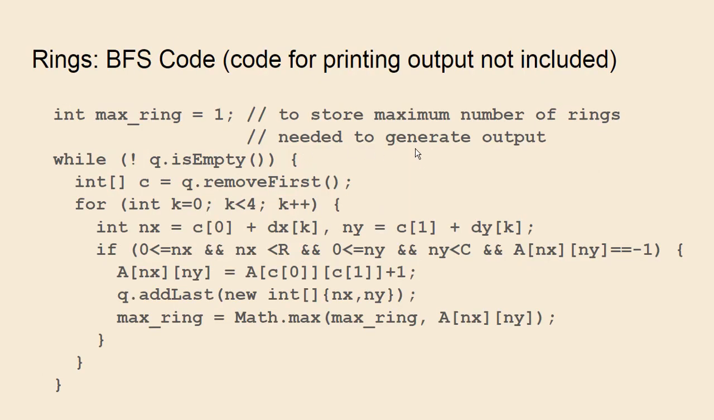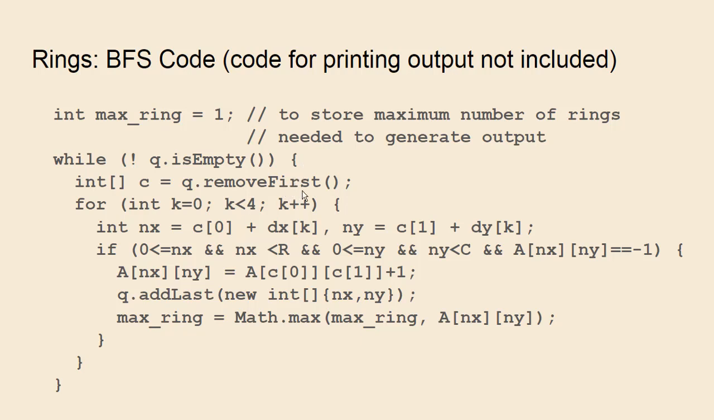This slide gives the BFS code for assigning the ring numbers to all other cells. I did not include the code for printing the output, because this problem has a very specific requirement for printing output, so you need some non-trivial code to do that. But it's non-trivial, yet relatively straightforward. So this is the BFS code. We loop until the queue is empty.